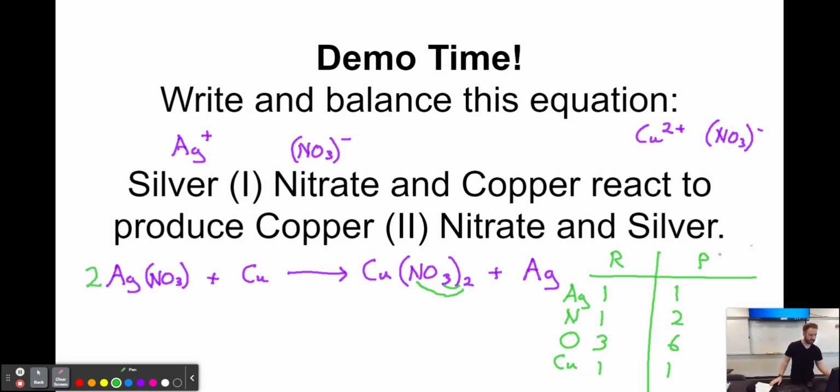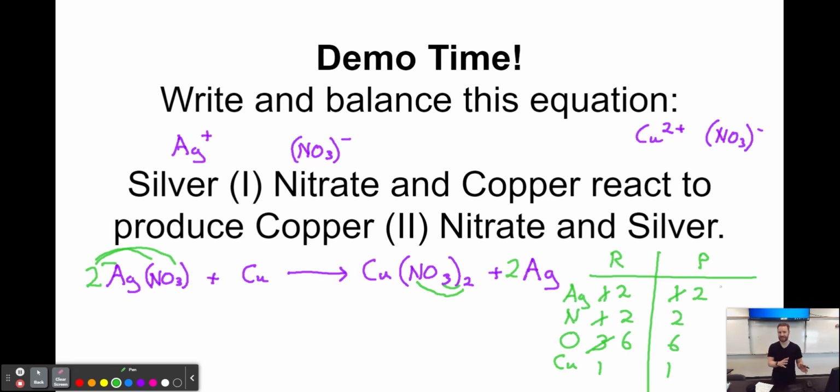Update my T-chart. So now there's 2 silvers. And this again applies to everything. So there's 2 silvers, 2 nitrogens, and 6 oxygens. Oh man, that almost did it, but it threw silver out of balance. Luckily, we can just put a 2 over here in front of the silver and make everything balanced.